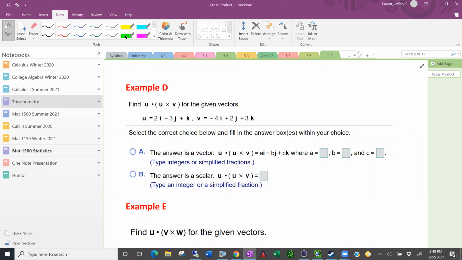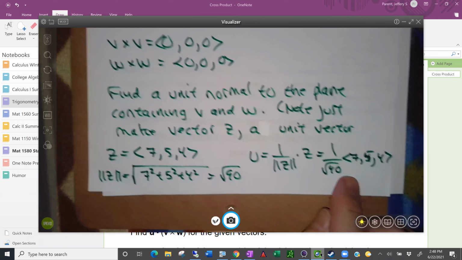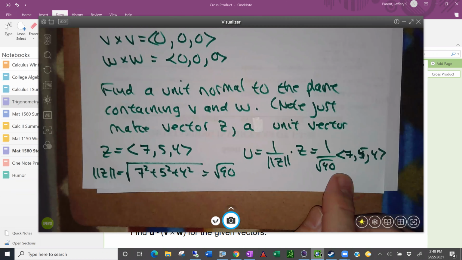Example D is a good one. Actually, a little bit with the ending part. I was a little confused with the U equals part. I can get all the way up to. Okay. So you got square root of 90?